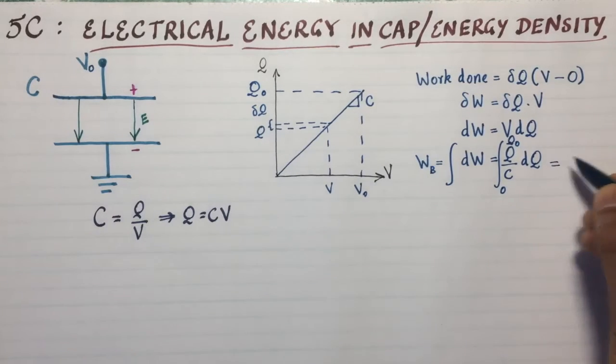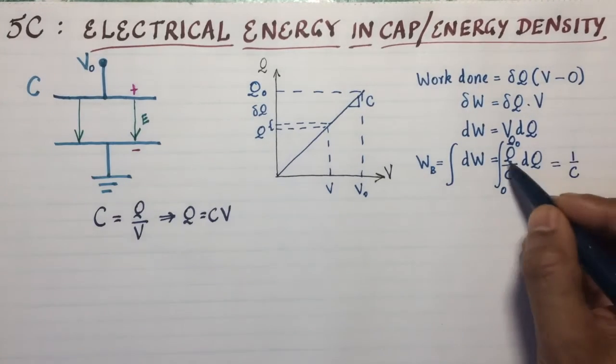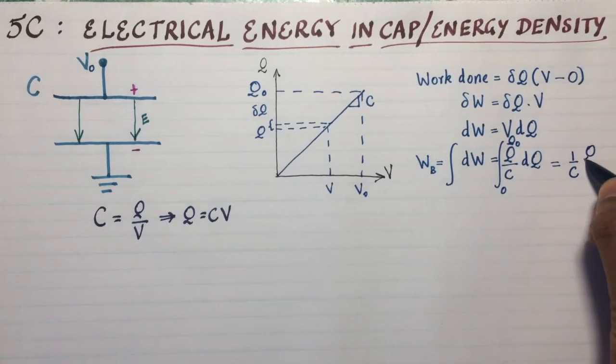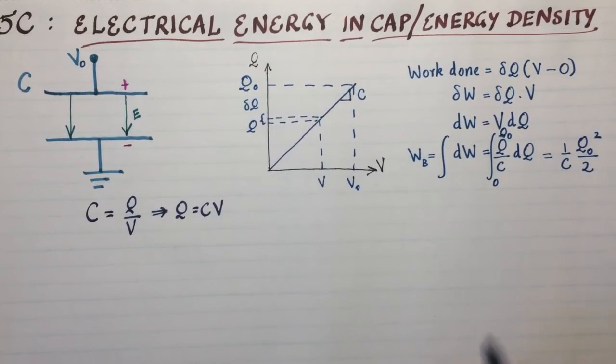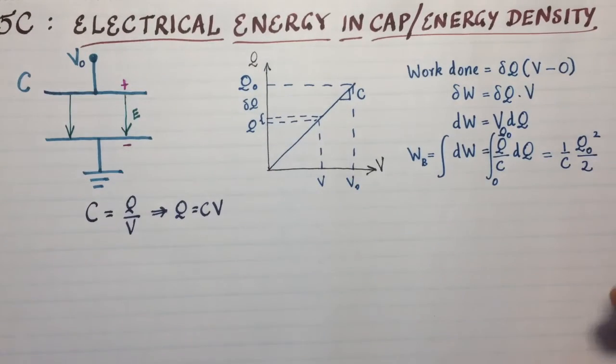So this can be integrated quite easily. It's 1 over C, Q dQ is Q squared over 2. So evaluating between the limits, I get that. Now the Q naught is an awkward notation, so I'll just dispense with it.